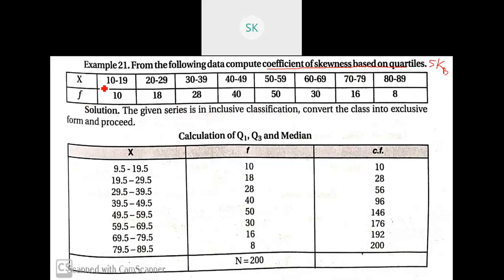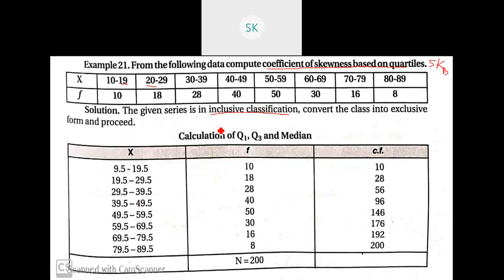If you see the class intervals, they are inclusive in nature. The upper limit of the first class interval is not equal to the lower limit of the next class interval. You have 10 to 19, and then the next class interval is 20 to 29. So that is the difference. This given series is in inclusive form. Inclusive class intervals are supposed to be converted into exclusive class intervals. Now how do we convert it into exclusive class intervals?